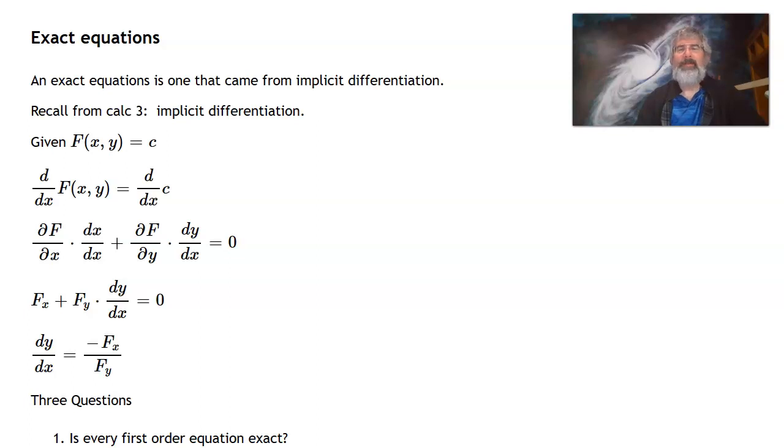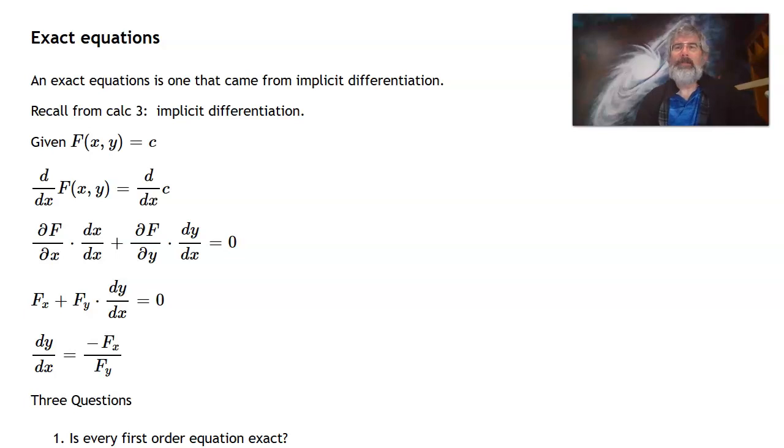In this video, I want to take a look at another type of first order equation, which is called an exact equation. Now, exact equations, it turns out, are ones that come from implicit differentiation. So let's recall what implicit differentiation was. You probably saw it both in Calc 1 and in Calc 3.